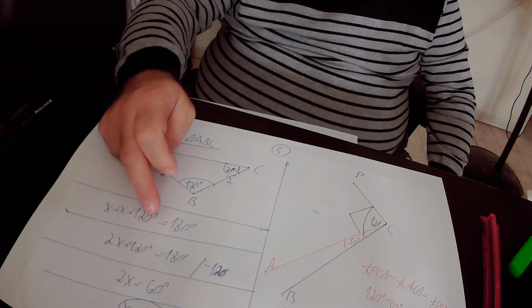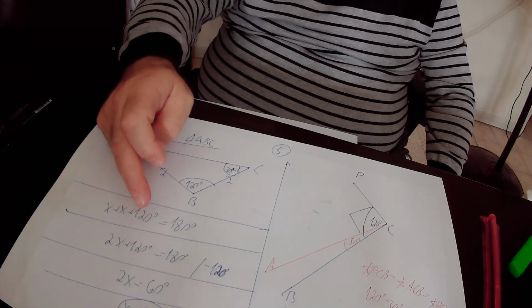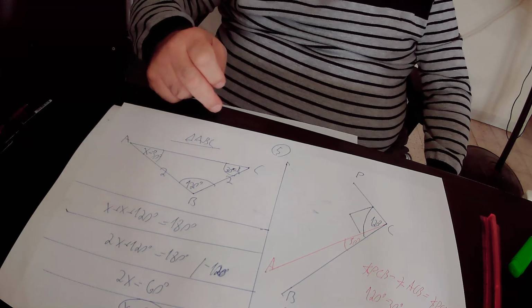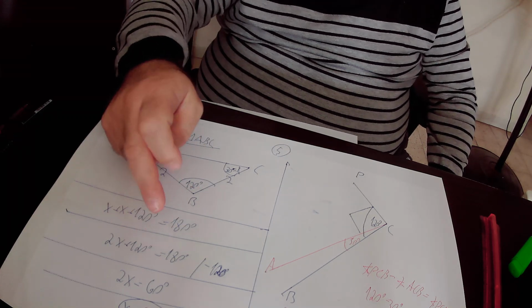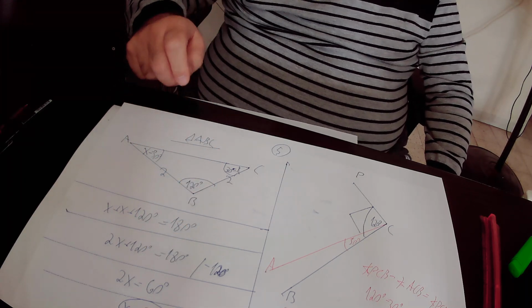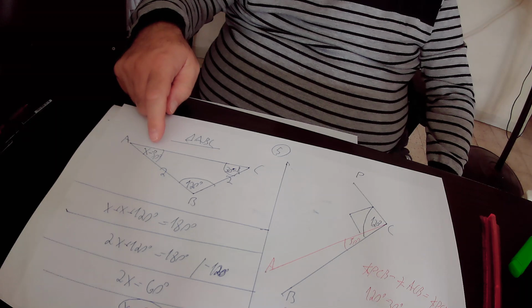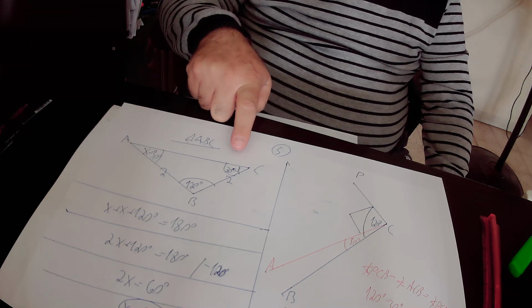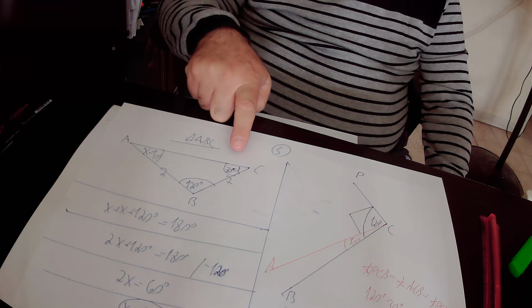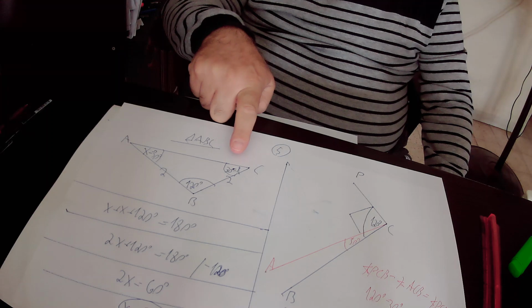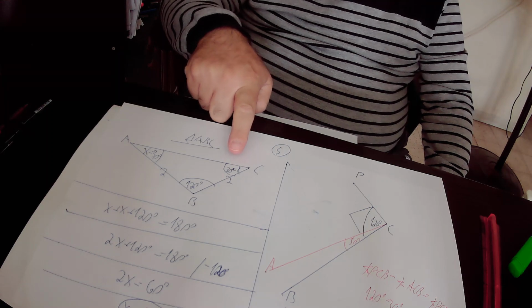Here we subtracted 120 degrees from both sides and found that 2x equals 180 degrees minus 120 degrees, which is 60 degrees. Here we divided the equation by 2 and found that x equals 60 degrees over 2, that is 30 degrees. So this angle that is x equals 30 degrees, and this angle that is x also equals 30 degrees. So this angle is actually angle ACB, and we found that angle ACB equals 30 degrees.